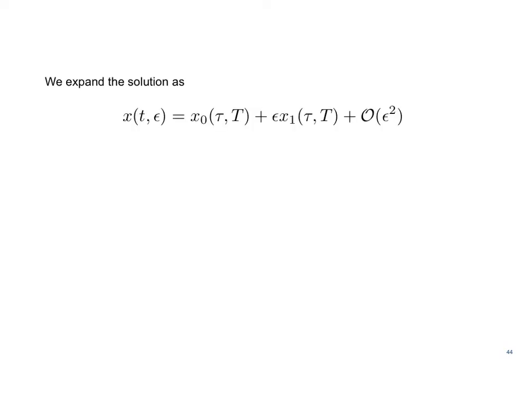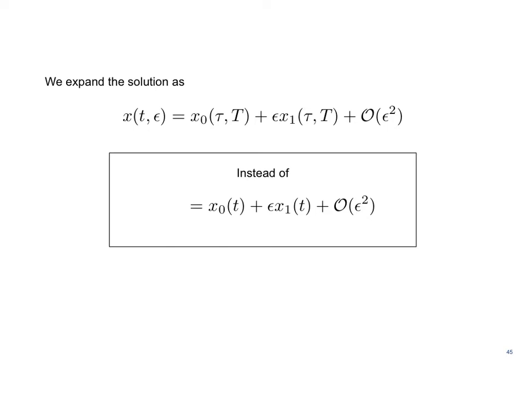So now we have two arguments, tau and capital T, but the rest is the same. So we have the zero order scale, the first order, and higher order terms collected in this big O. Now compare this with this, so you just see the difference. We are considering two time scales instead of just one.